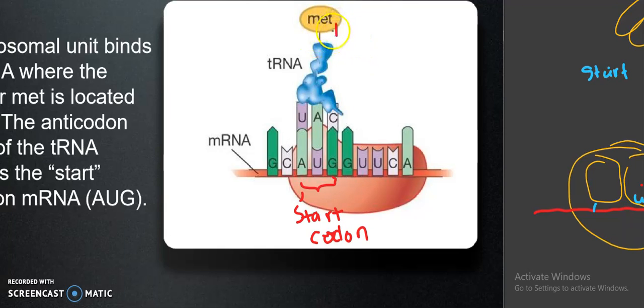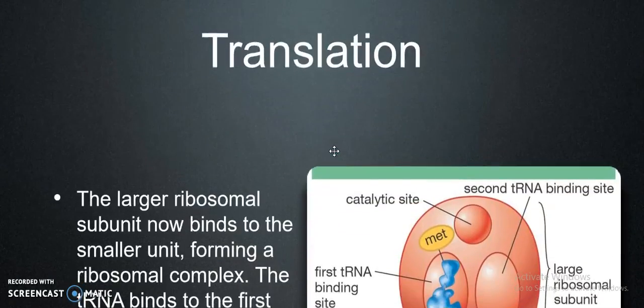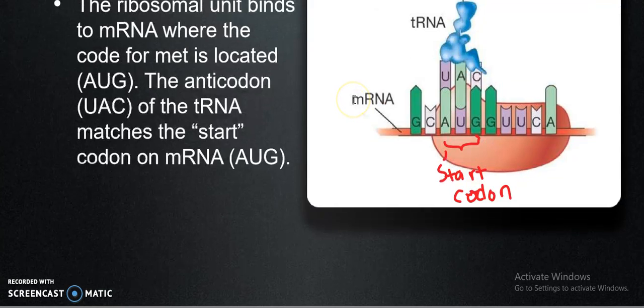So the tRNA will pair up with this, and the mRNA will now have a transcription. It will be now transcribed. So as what I've said, AUG is an anticodon, UAC for tRNA. So the start codon of mRNA is AUG, which is an amino acid for methionine.